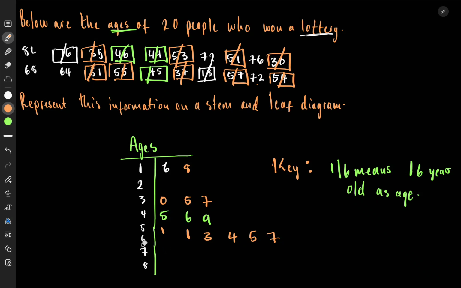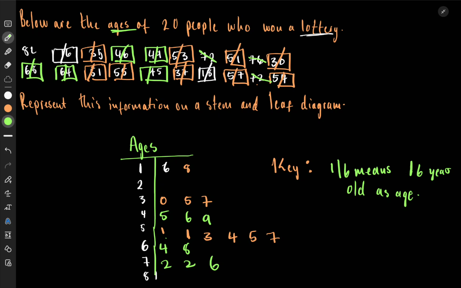Then I have 60s. Then 7, then 8. So 6. So 64. I'm now doing 60s. I have only these 2: 64 and 68. So 4. Then 70s. So it will be 2. 72 goes. I have another 72. I'll put my 2. Cancel. 76. I'll put the 6.